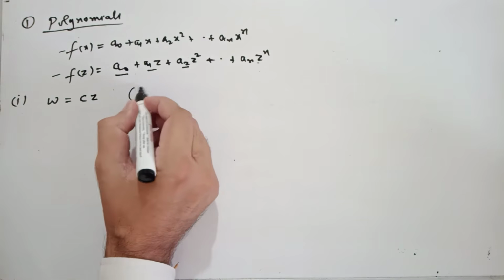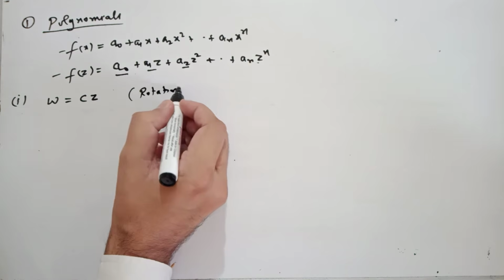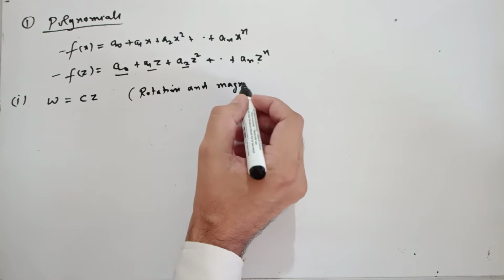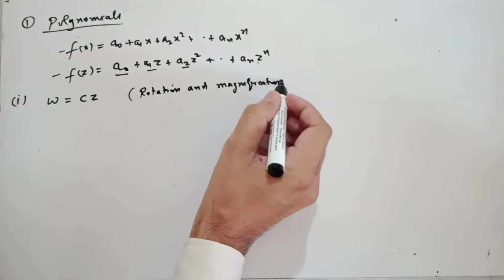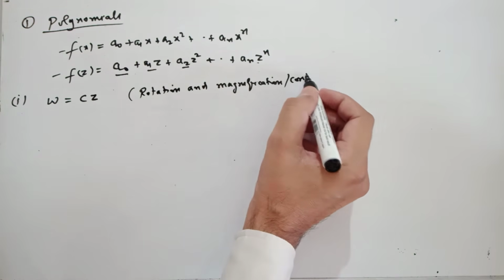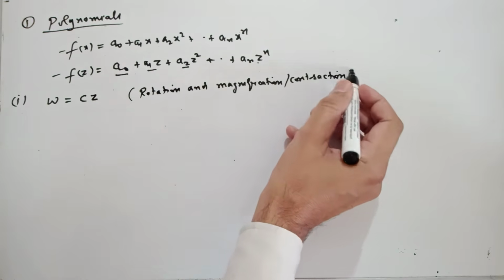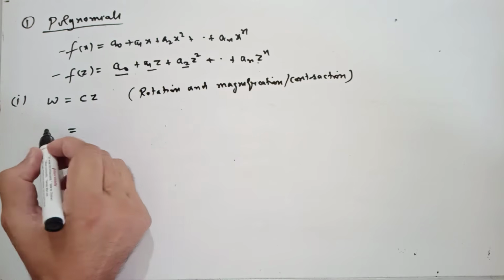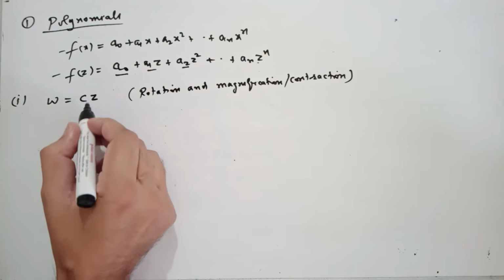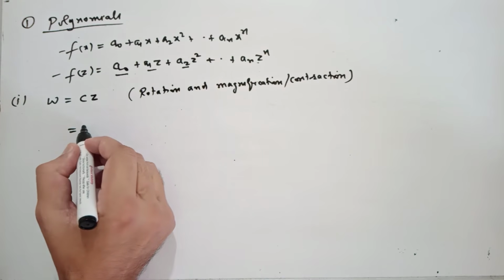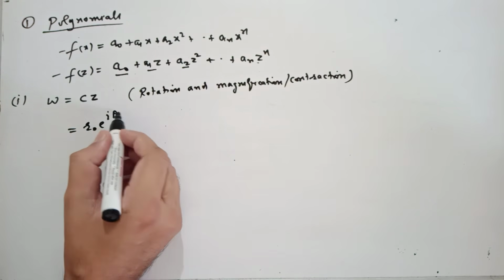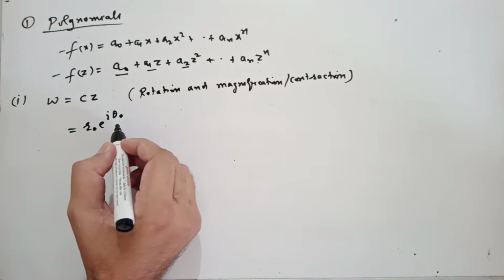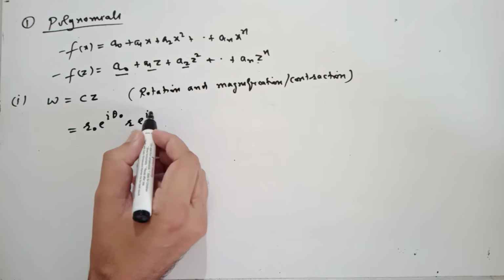First of all, we call it rotation and magnification, or contraction also. Let us see why. Let us choose c equal to R0 e power iota theta 0. In polar form I am writing this to understand the rotation and magnification. z is R e power iota theta.